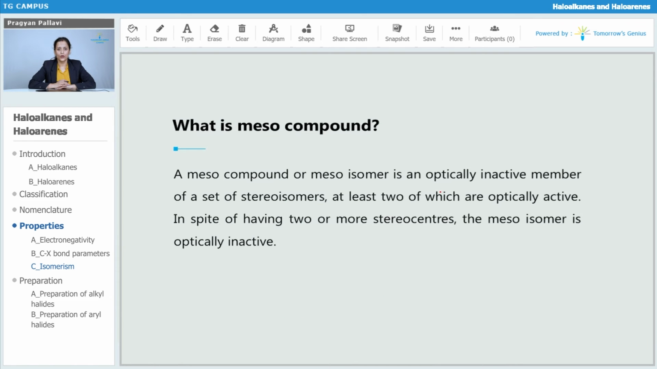So now the question is, what is a meso compound? A meso isomer is an optically inactive member, that means it will not be optically active, of a set of stereoisomers, at least 2 of which are optically active. In spite of having two or more stereocenters, the meso isomers are optically inactive.